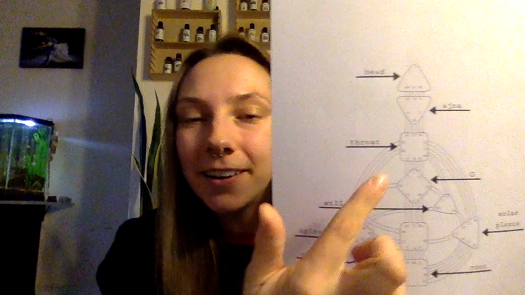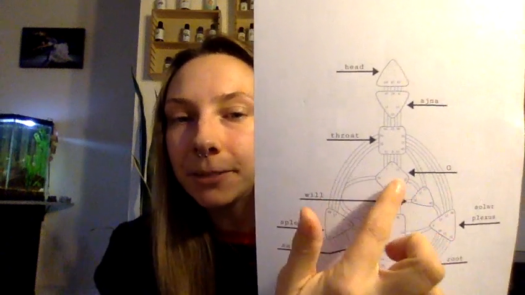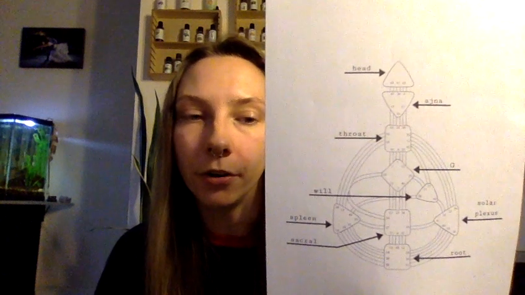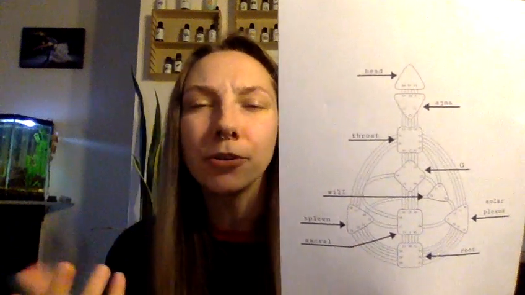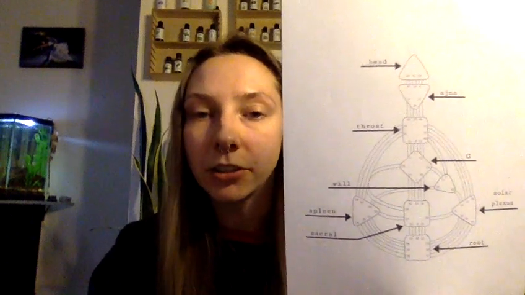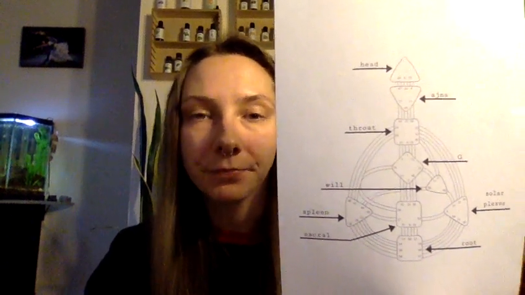Then, coming down, you have your G center, and this is also called the self center in other systems. I don't know why there are so many different names, but some of them have a lot of different names. The G center has to do with direction and love.